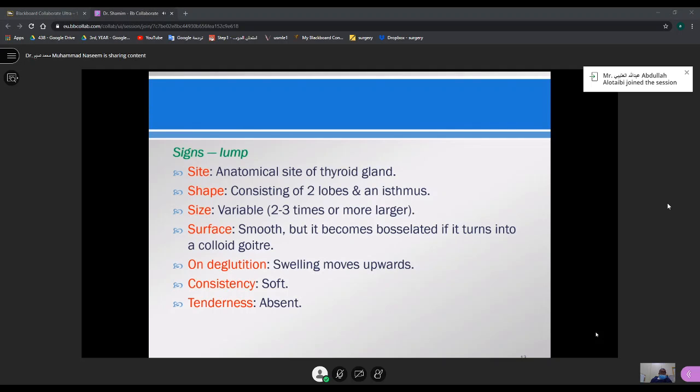The most important test for thyroid swelling is the deglutition test or swallowing test. This thyroid swelling characteristically moves upward on swallowing. When you ask the patient to swallow, if it is a swelling arising from the thyroid gland, it moves upward. This is the confirmatory test that a neck swelling arises from the thyroid gland. The diffuse goiter usually feels soft and tenderness will be absent. Tenderness is an indication of inflammation. If present, it indicates some form of thyroiditis.